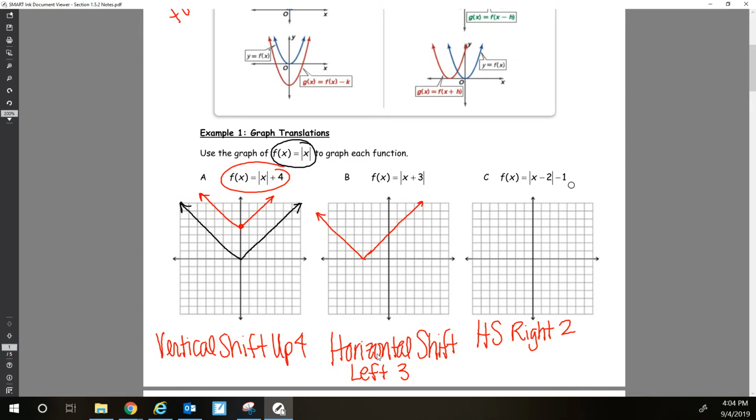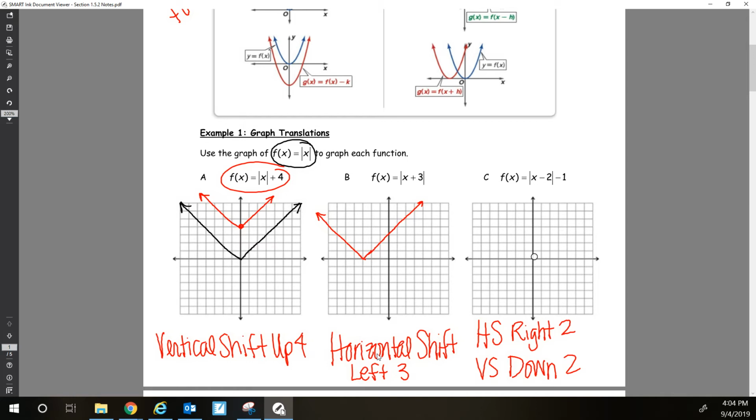All right, what does it mean for this negative 1 to be on the outside? Now it's going to be a vertical shift because we're on the outside. It's a negative 1. It does exactly what it says. We're going to vertically shift this guy down 1. Remember, horizontal shift is left or right. Vertical shift is up or down.